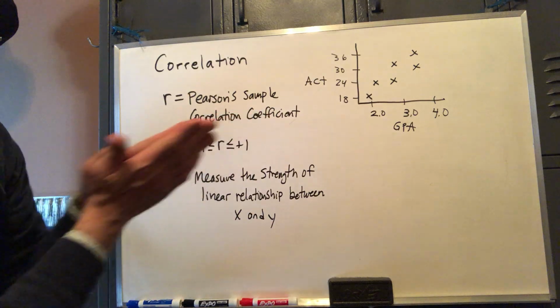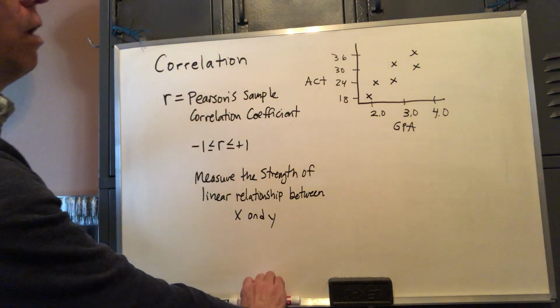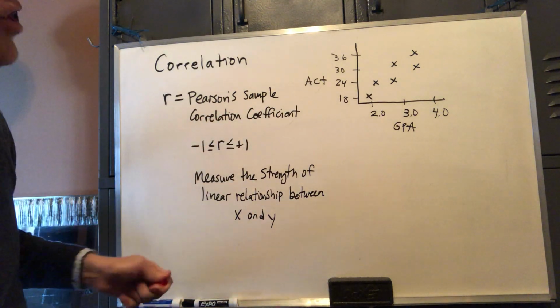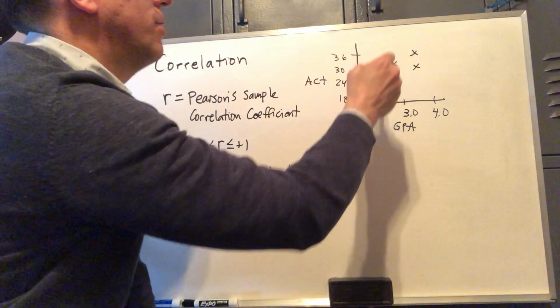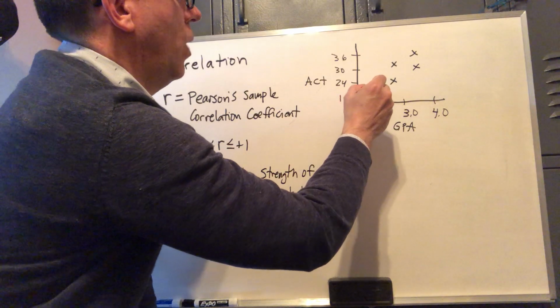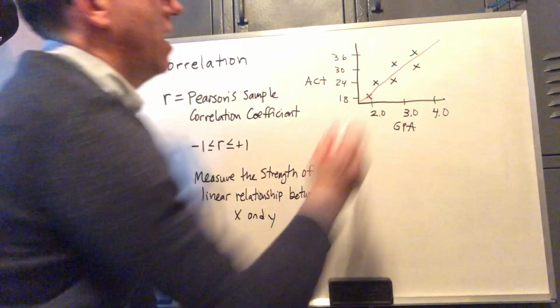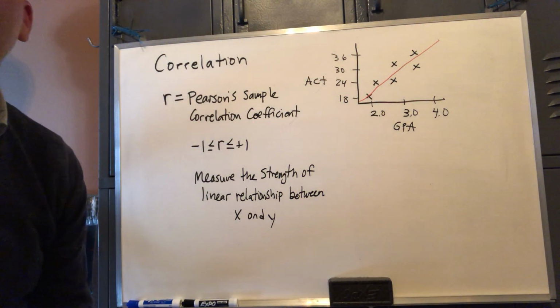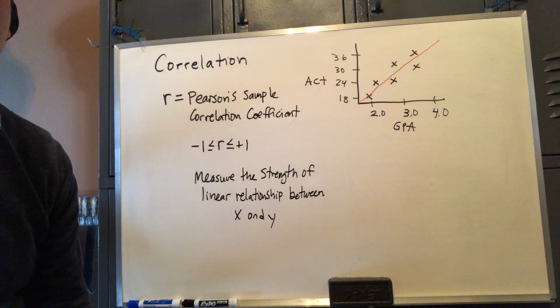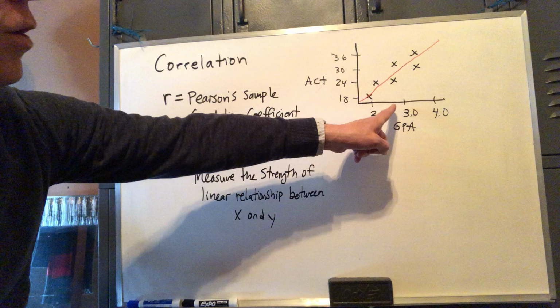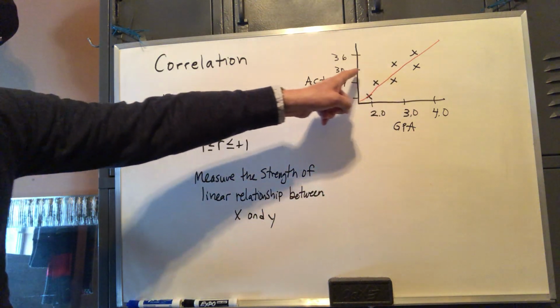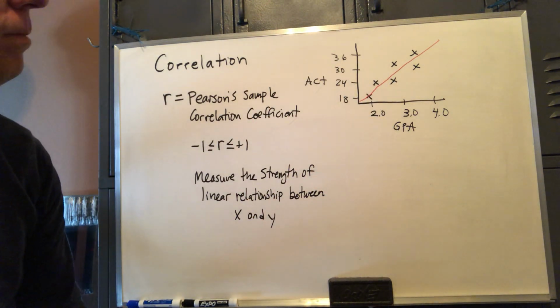The points aren't making a line, are they? But our goal in this topic is to see how strong this relationship is and what's the best line that we can use to determine what these points represent, or that we can predict from. In other words, we can say, what if I have a 2.7? What should my ACT be?